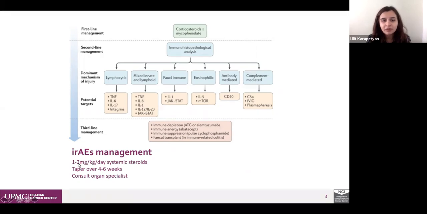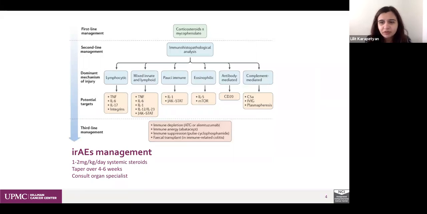You need to remember that you start high dose steroids. This is not a dose for COPD exacerbation. You have to start 1 to 2 milligrams per kg daily of systemic steroids. Very interesting, you have to taper those very slowly, because it has been shown that if you taper those quickly, even if your patient has no symptoms, there is a high likelihood that it will start creeping up. And then you will need to consider consulting an organ specialist if you have a concern.